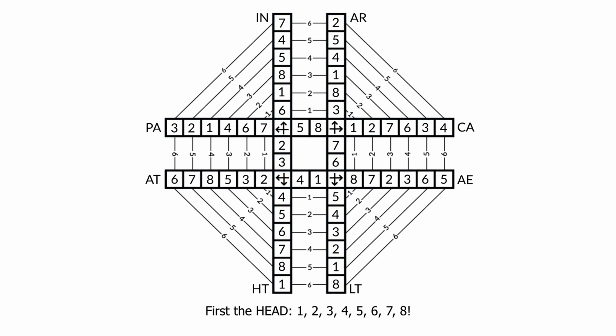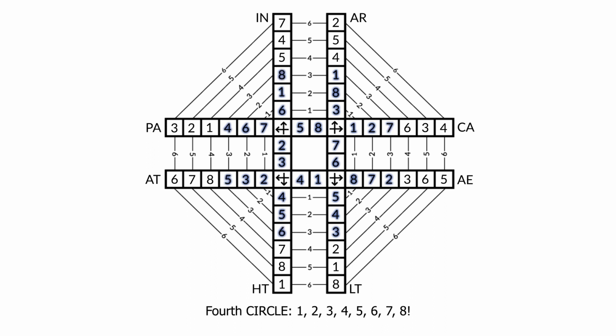First, the head. 1, 2, 3, 4, 5, 6, 7, 8. Correct. First circle. 1, 2, 3, 4, 5, 6, 7, 8. Correct. Second circle. 1, 2, 3, 4, 5, 6, 7, 8. Correct. Third circle. 1, 2, 3, 4, 5, 6, 7, 8.